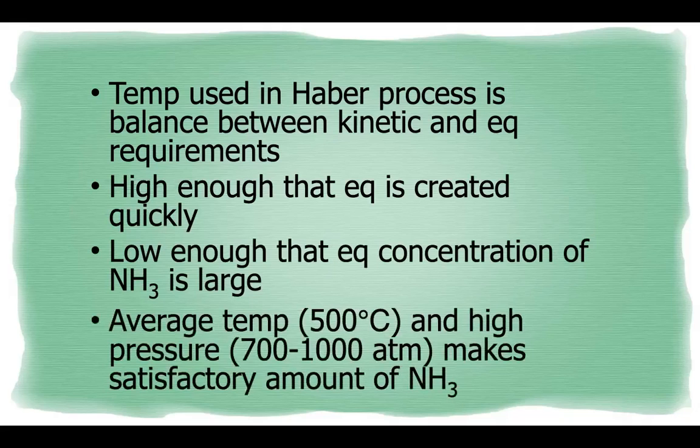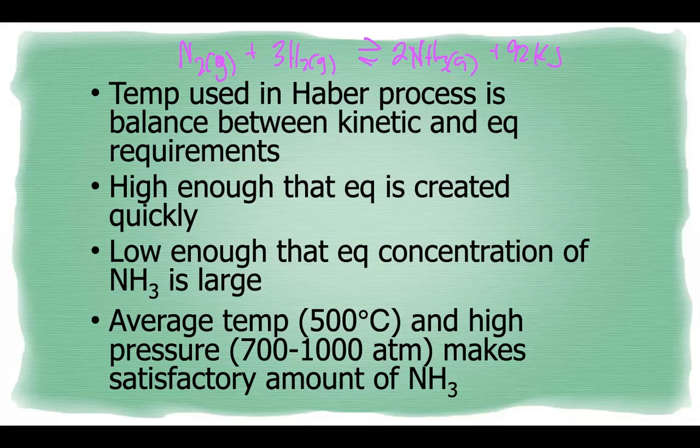So the average temperature and pressure for this process is 500 degrees Celsius and between 700 and 1,000 ATM. That makes a satisfactory amount of ammonia. So let's just go through that again using these new data. Okay, so between 700 and 1,000 ATM, that's super high pressure. Why is it high pressure?